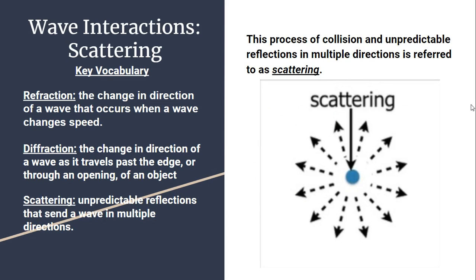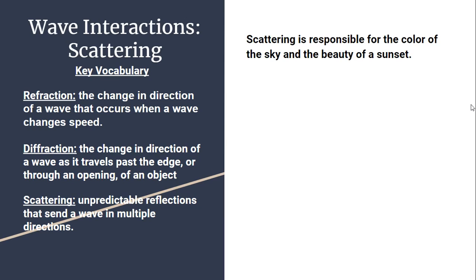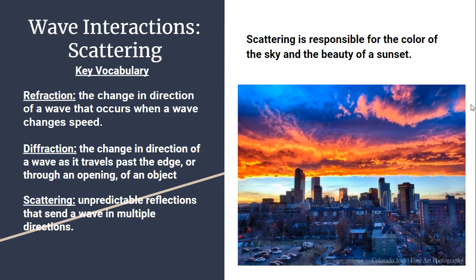Here in our diagram, you can see scattering. As that wave hits that blue particle, you can see that it bounces off in multiple directions. Scattering is responsible for several of the colors we see in the sky, including the blue color of an empty sky, as well as the beautiful colors we get in a sunset.